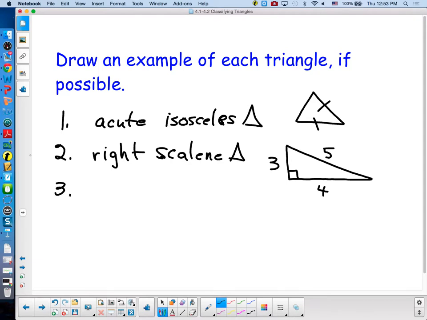Okay, number 3, draw me an obtuse right triangle.